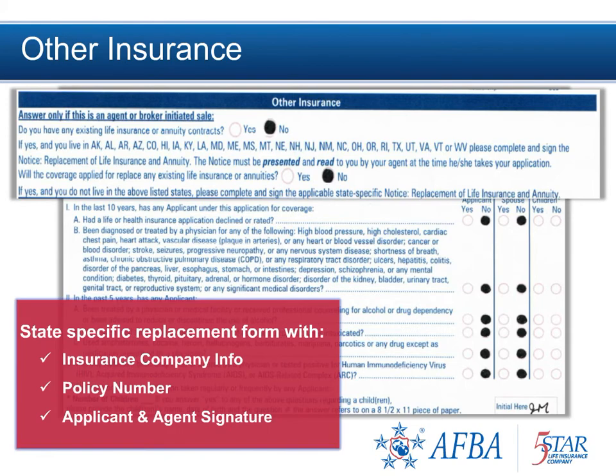A state-specific replacement form with the insurance company's information and policy number must be completed and signed by the applicant and you, the agent, even if a replacement is not occurring. You are required to leave the original replacement form with the applicant and forward a copy along with the enrollment form to 5-Star Life. If the replacement form is not received with your enrollment form, it will be pended until submitted. Note that ESP Government products require a replacement form, and we do not allow replacements in the state of Kentucky.